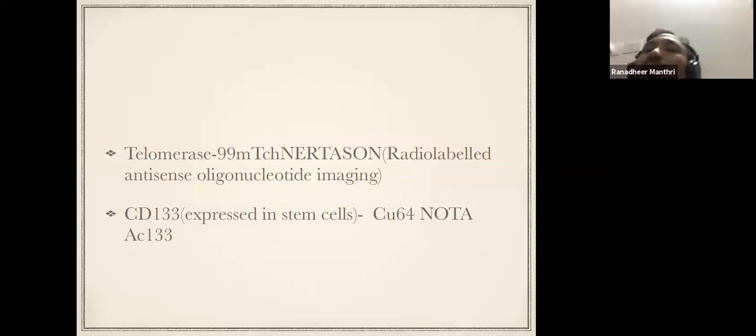Telomerase imaging with technetium-99m, the radiolabeled antisense oligonucleotide. CD133 is also expressed in stem cells. The presence of CD133 says it is a stem cell, and we can use copper-64 NOTA, a chelating agent, on a chimeric antibody against CD133, and we can say whether the cells have limitless replicative potential. Next slide, please.